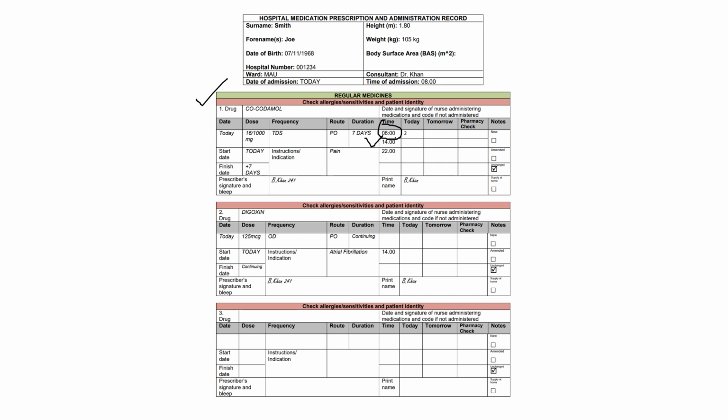Then you have to check the patient's name. So can I check your ID band? So the patient name is Joe Smith, date of birth 07/11/1968, and the hospital number is 001234. The patient is not having any allergy, and I am checking that with my documents also. The patient is having the same name, same date of birth, and is not having any allergy. So we have to check before giving the medication.